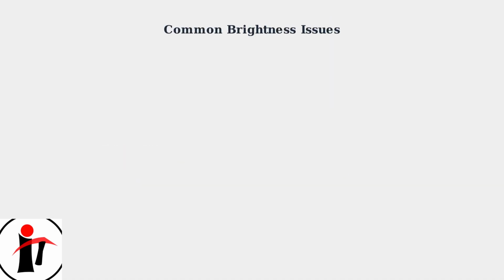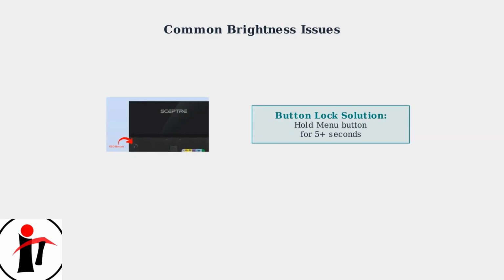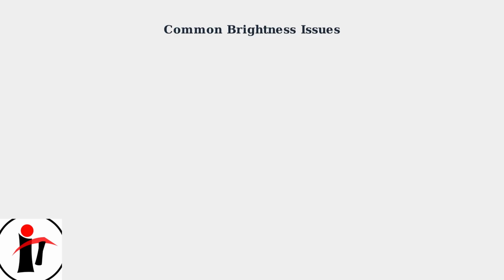When brightness adjustment isn't working properly, there are several common issues and solutions to try. Let's start with the most frequent problems. The first issue is button lock. If your monitor buttons aren't responding, they may be locked. Hold the menu button for at least 5 seconds to unlock them.